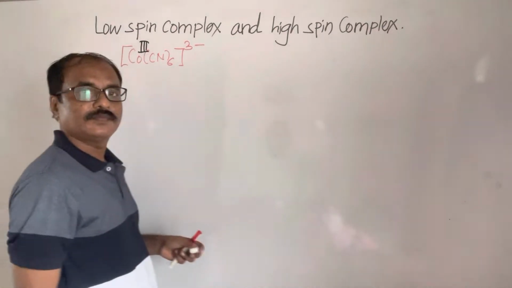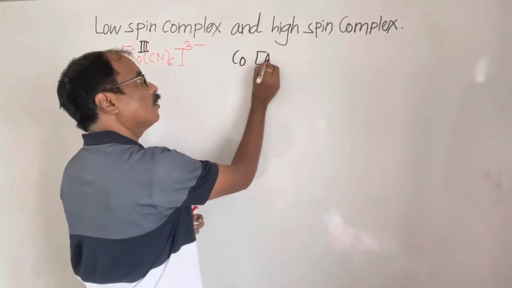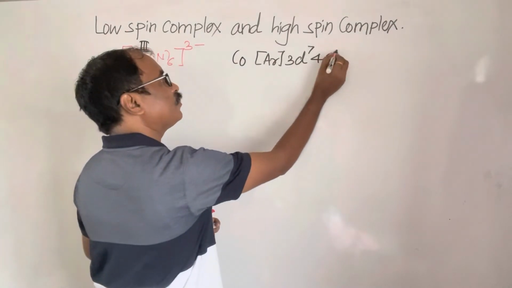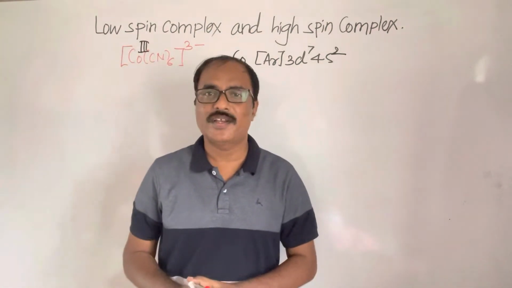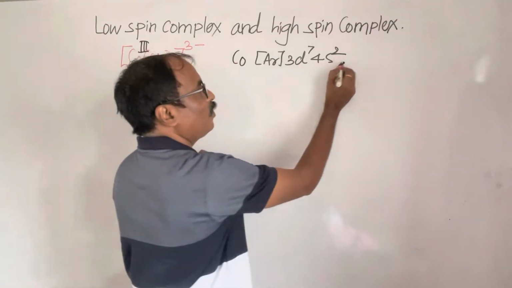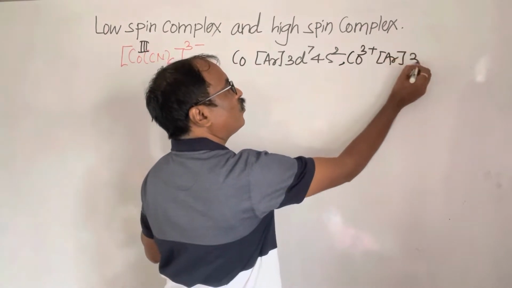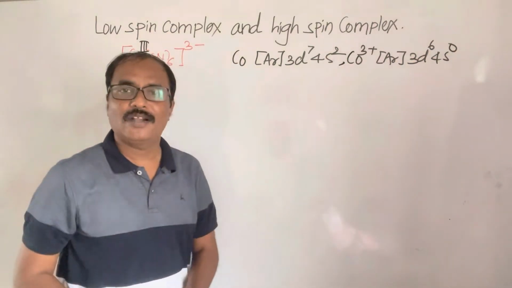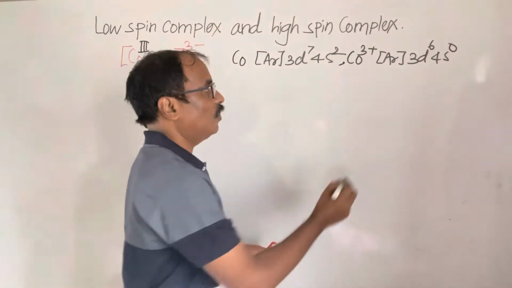We know that the outer shell electronic configuration of cobalt is argon 3d7 4s2. In this complex, the oxidation state of cobalt is +3, so 3 electrons are removed, 2 from 4s and 1 from 3d. So it will be Co3+, argon 3d6 4s0. Now d has 6 electrons, and this is a d6 system.